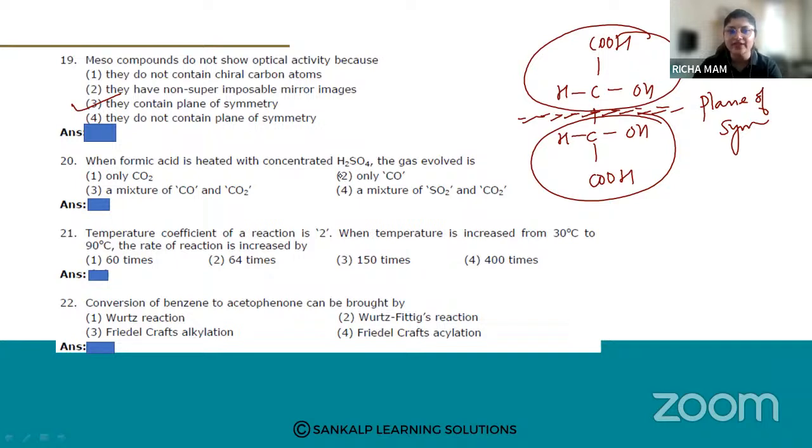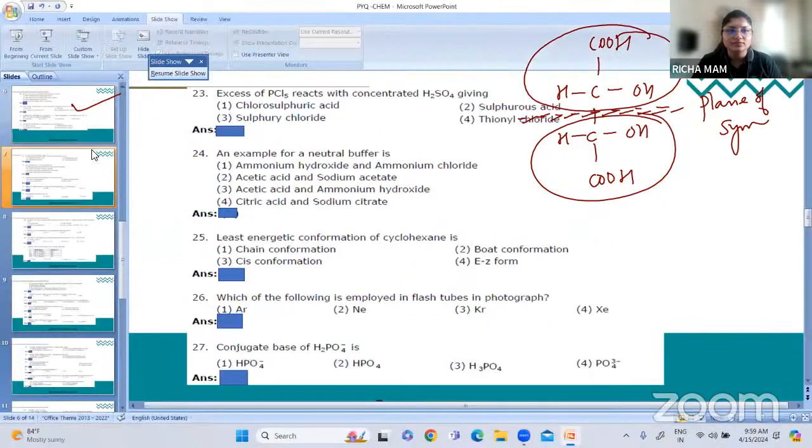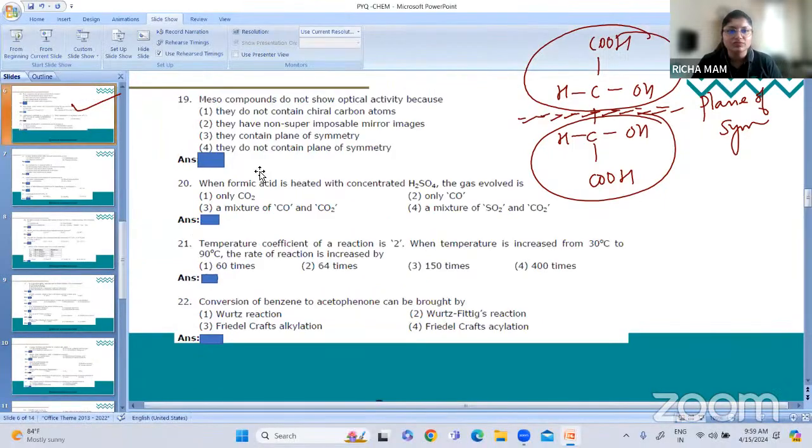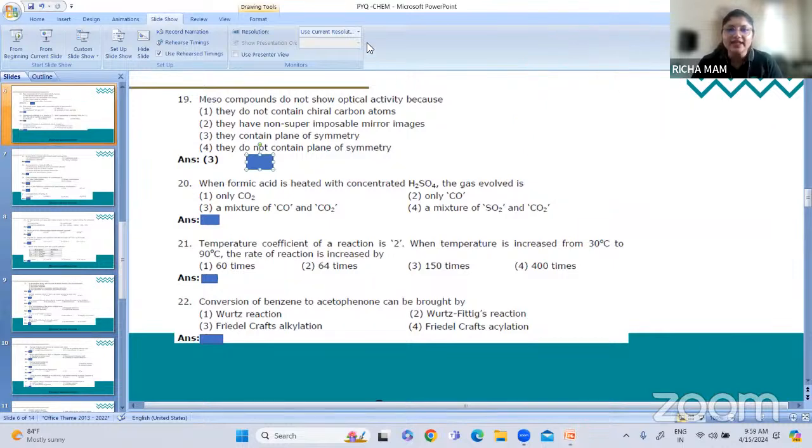Yes, third one. Vidya has answered this. Third one is the answer. Okay, let us go for the next one. When formic acid is heated with concentrated H2SO4, the gas evolved is. Madan has also answered third for the previous. Okay, let us go for the next one. When formic acid is heated with concentrated H2SO4, the gas evolved is.